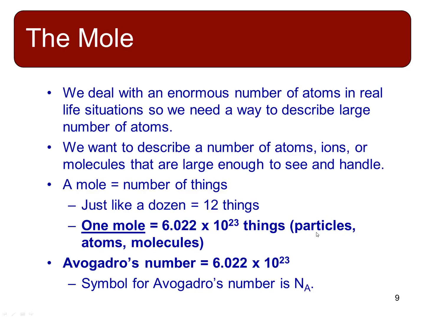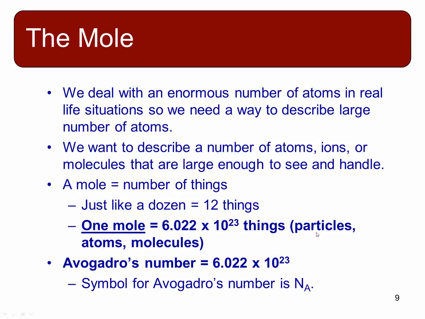Just like you say I have 12 eggs, everyone knows that that would be the same thing as saying I have a dozen eggs, or a dozen pencils. Everyone understands that to be 12. Well, that's the same for a mole. If you hear 1 mole, that is the same thing as saying 6.022 times 10 to the 23rd things. We'll talk about what these things are in a second. This is called Avogadro's number. I'll shorthand it as Na, and this is a number you want to commit to memory.